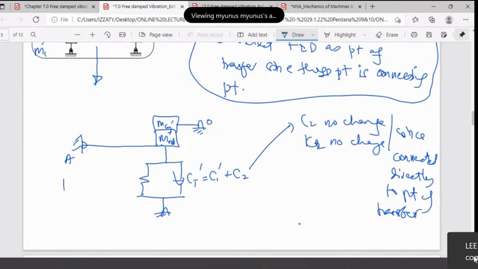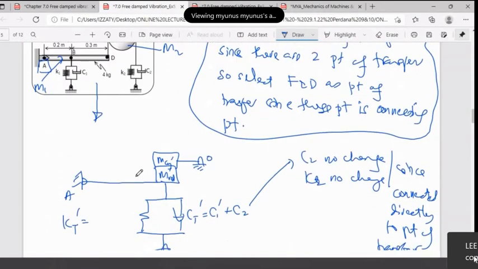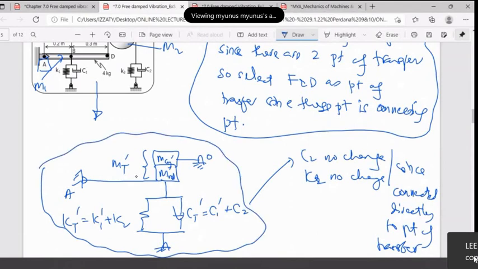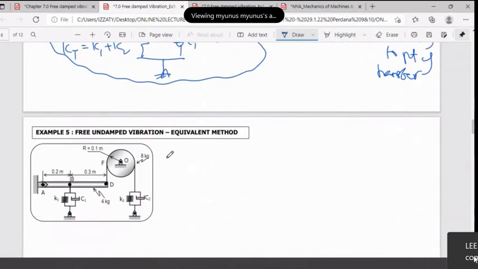So here you have KT prime equal to K1 prime and K. And these two masses will be representing the MT prime. If you can simplify this and you understand where the point of transfer will be, it shouldn't be any problem. It's very easy for you to move on with the calculation. So now we're going to do mass.